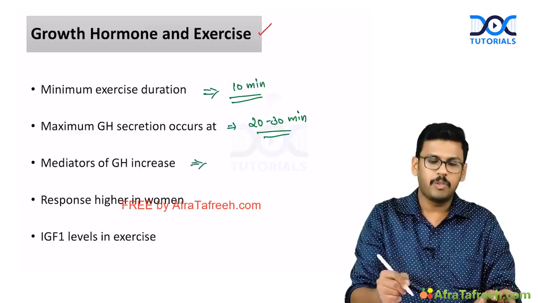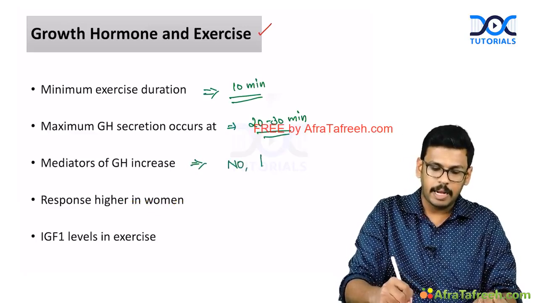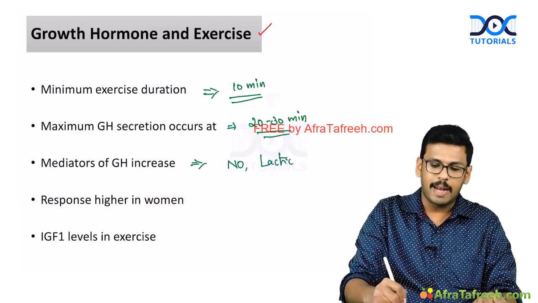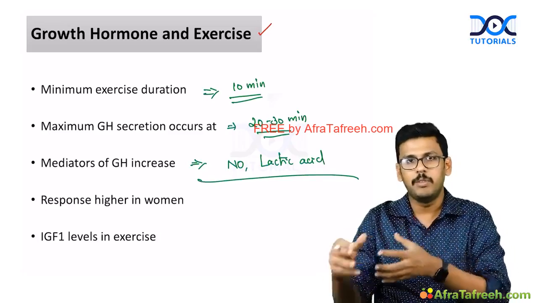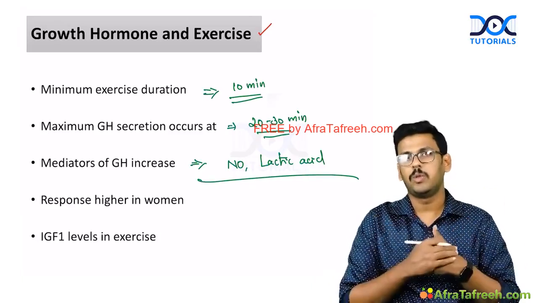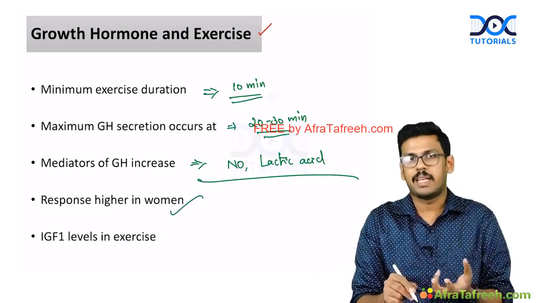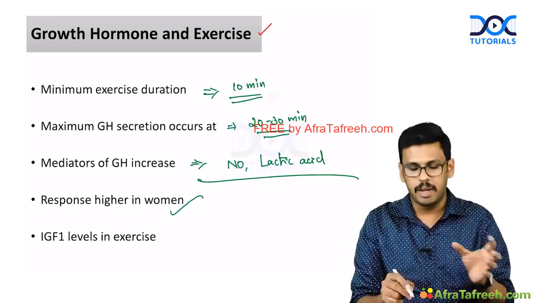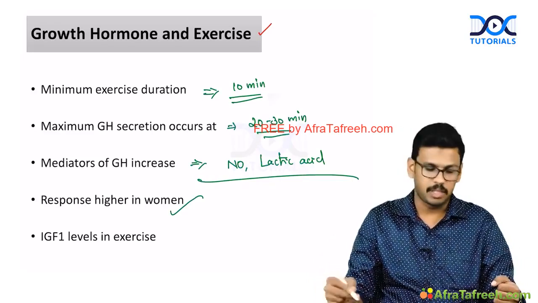The mediators of growth hormone increase include nitric oxide and lactic acid. So the local lactic acid and nitric oxide generation in the muscle will diffuse into the circulation and go to the pituitary to stimulate the growth hormone production. The response of growth hormone following exercise is higher in women than in men, probably due to the higher degree of estrogen increase during exercise.